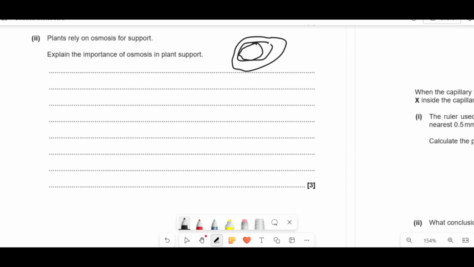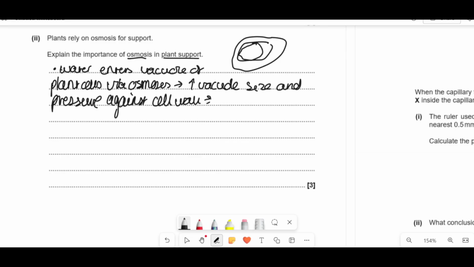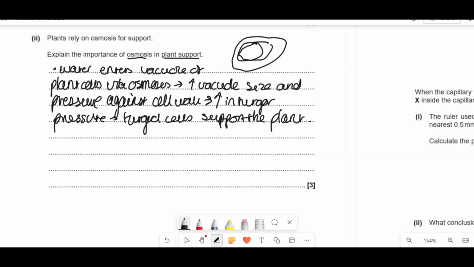So we need to say every single step from here to here. So you can't just say osmosis gives them turgor pressure. You need to say how, step by step. So water enters the vacuole of plant cells via osmosis. Then what this does is it increases the vacuole size and pressure against the cell wall, because it's now squeezing against that cell wall, pushing it. This leads to an increase in turgor pressure, and these turgid cells support the plant. So step by step here from start to finish, and you'll never miss anything.